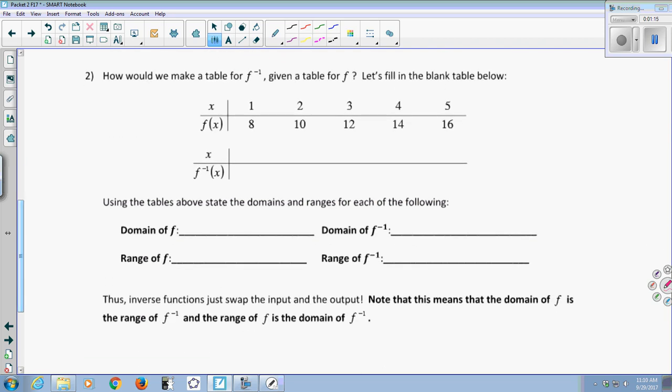All right, how would I make a table for f inverse given a table for f? Just swap the role of input and output, right? So here I have x, f of x, input, output, swap them. So my y values become x values, and my x values become y values.